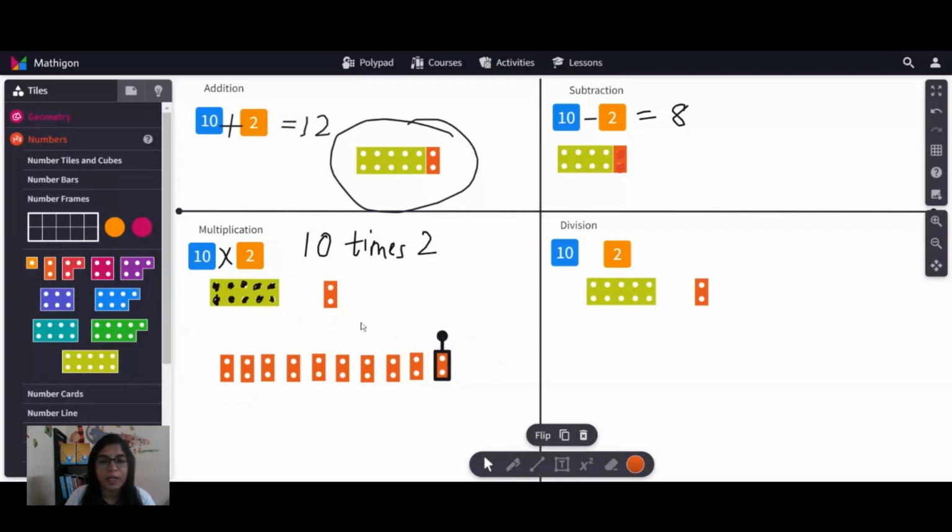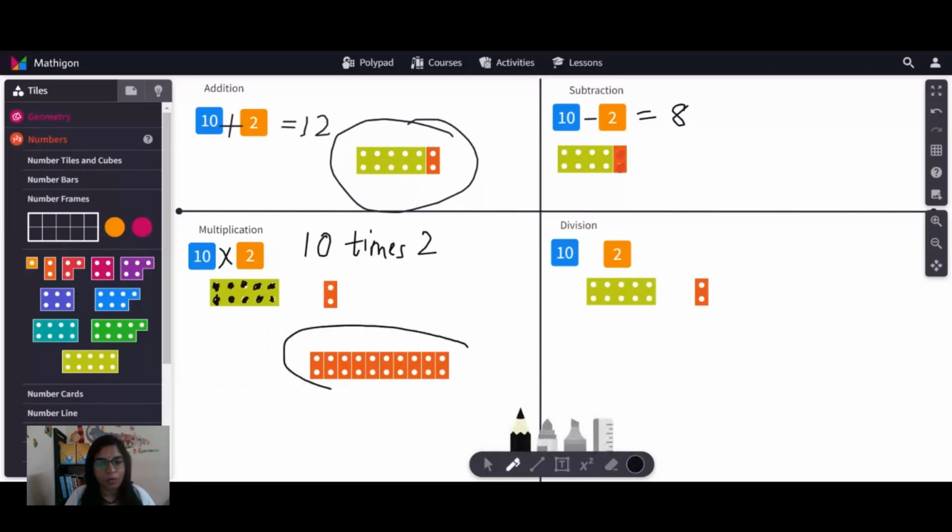So this is what multiplication is. Can you see visually how different each operation is, addition, subtraction, multiplication, everything is different? It looks different. The children get a mental model of the difference between all the different operations. When they get this, now we have 10 times the 2. When we count this, that is our answer.